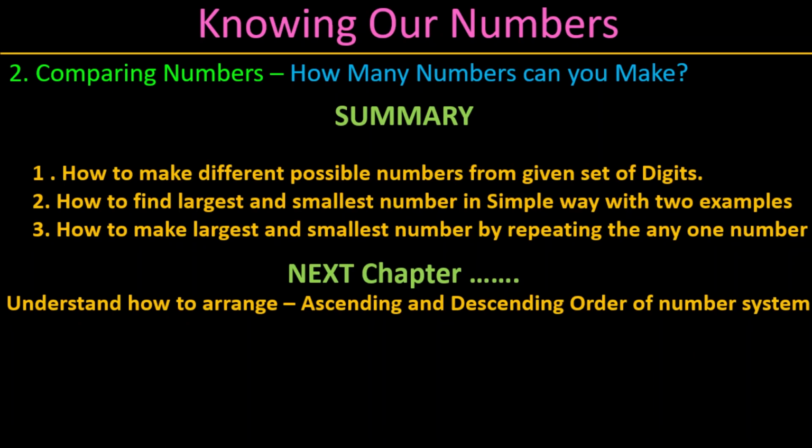Third point, we took a 3-digit number. The question is to make a 4-digit largest and smallest number by repeating any one number out of the 3 digits. That is also what we learned, and this is all about the summary in this session. Now let us go to the next chapter, where we will try to understand how to arrange the numbers in ascending and descending order with a few examples.